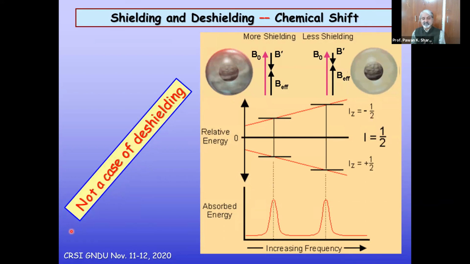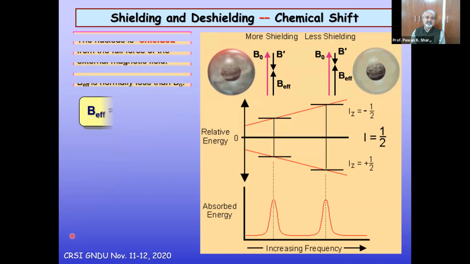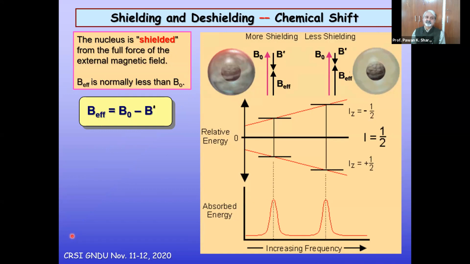So what is the effect of shielding? The effect of shielding is that the nucleus experiences a less net magnetic field as compared to the applied magnetic field. And the greater the shielding, the more the externally applied magnetic field has to be increased. We have to apply a higher externally applied magnetic field to bring the nucleus to resonance. So that means the absorption would shift to the higher field. Why? Because now we have to neutralize the contribution of this B prime, the induced magnetic field. So we can say that the nucleus is shielded from the full force of the external magnetic field.